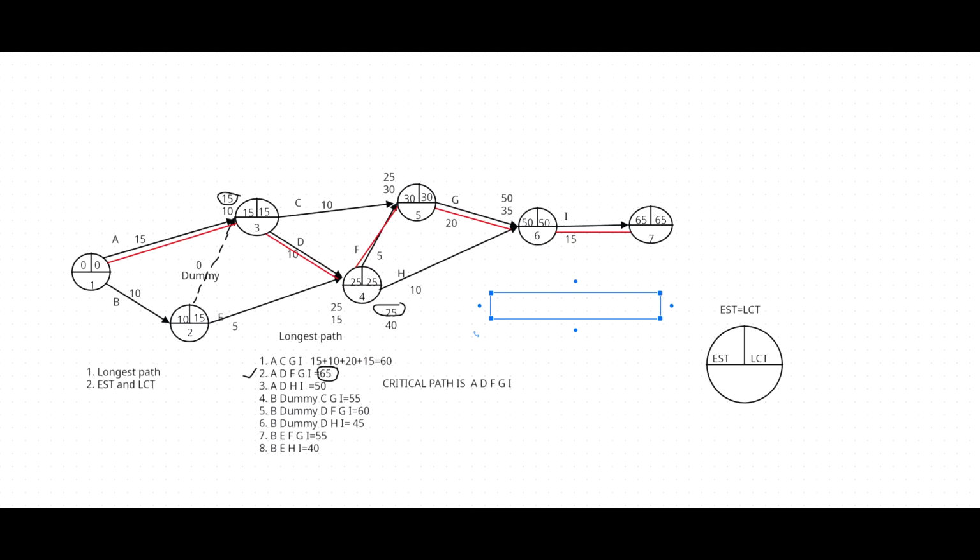How to find the entire project completion time? Just consider the critical path durations: A 15, D 10, F 5, altogether 30, G 20, 50, plus I 15, 65. We call the 65 days the entire project completion time. How did you get this? Just add the critical path durations. In your network diagram, the last event represents the entire project completion time. You can see the seventh event, 65, both early starting time and latest completion time.